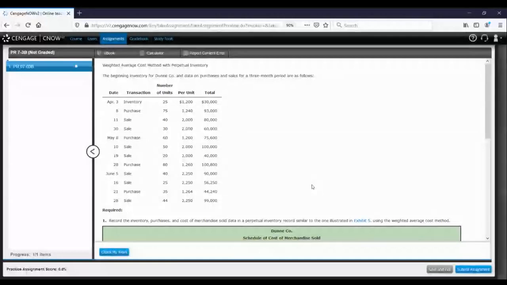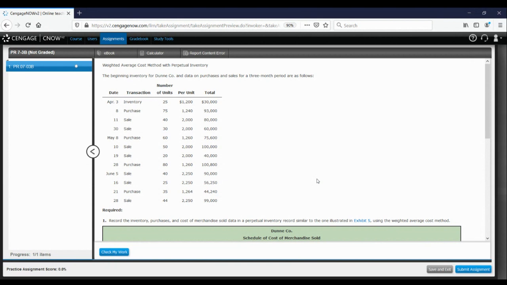Okay, you should be able to see problem 7-03B right now. What we're going to be working on today is that problem, and we're going to be doing the weighted average cost method with the perpetual inventory system.